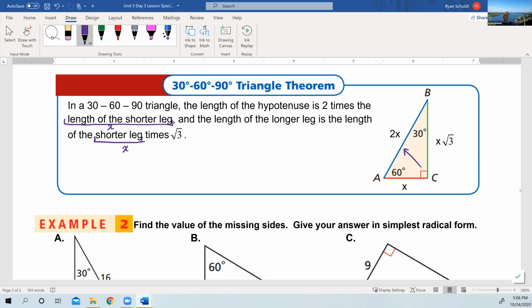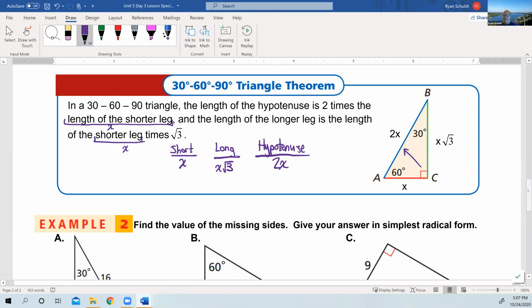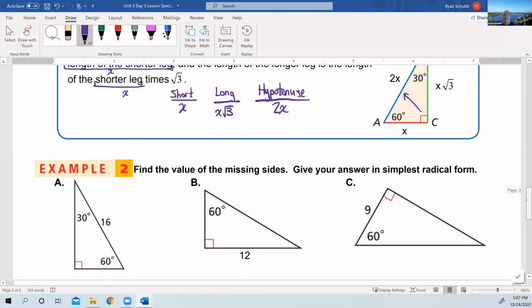So on these, the short leg is x. The long leg is x square roots of 3. And the hypotenuse is 2x. Those are the only sides that we need to calculate, possibly. If we know the short leg, we can easily get the others. If we know one of the others, we can easily get the other.